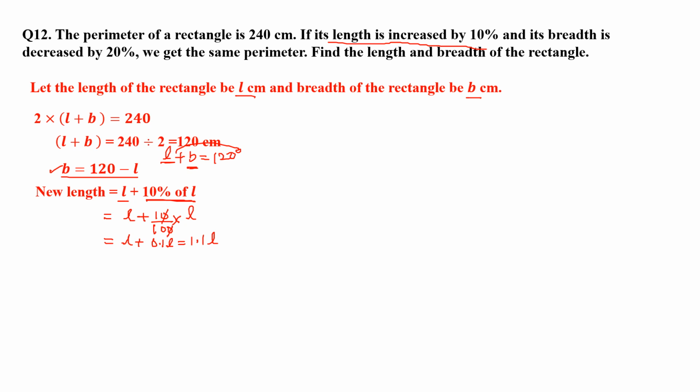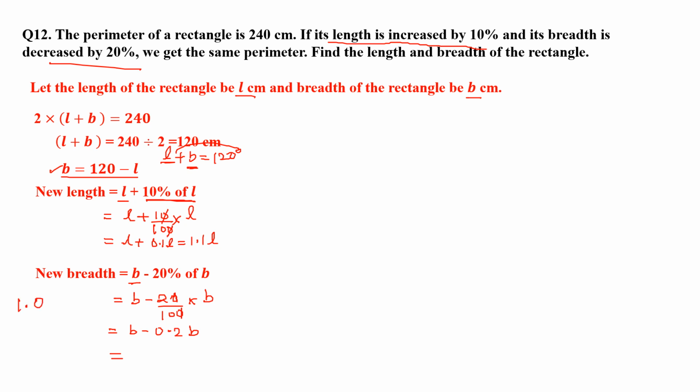Now for breadth, it is given breadth is decreased by 20%. So initially breadth was B, B minus 20% of B. It is decreased, so I have subtracted. So now it will be B minus 20 by 100 into B. So from here 0, 0 cancel. So 2 by 10 means 0.2 B. And if you subtract B with 0.2 B, isn't it? It is actually 1.0 B. Here there is no numerical value means it is 1. So 1.0 minus 0.2, you will get 0.8. So it is 0.8 B. So this is your new breadth.